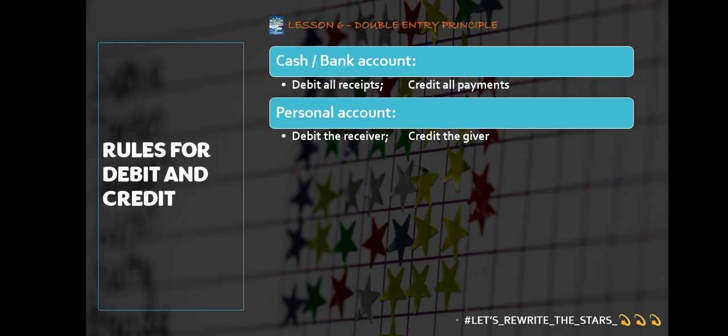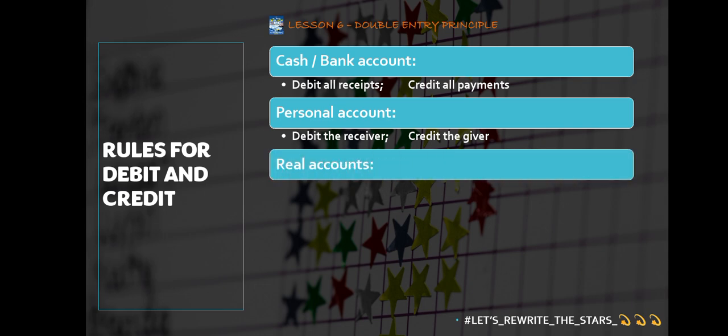So if in that transaction, let's say Chris was receiving an item or a commodity, that means you are going to debit Chris's account. But if in that transaction Chris was the one giving out the item, that means we will credit Chris's account. So basically, debit the person receiving and credit the person giving out.